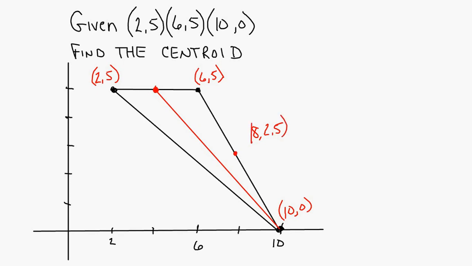Agreed? Now watch. If you connect these two, vertex to its opposite side, where they meet is where the third one would meet. So where those two meet is going to be the centroid. So 8, 2.5 is that one. In this case, if I had graph paper, I'm guessing it would be at about 6, 3.5. So 6 and 3.5 would be the centroid.